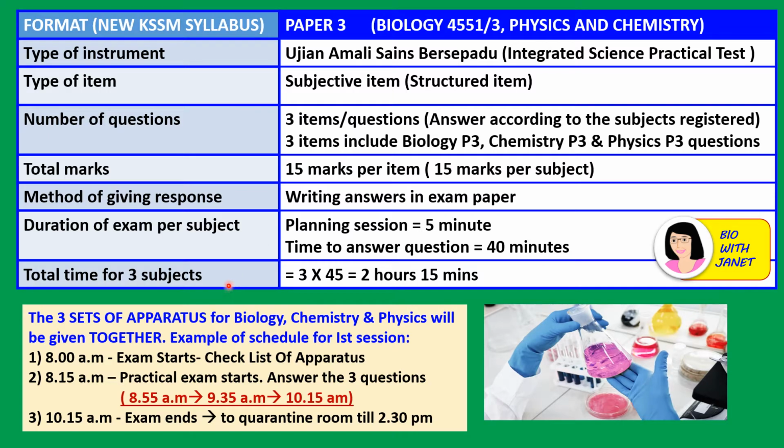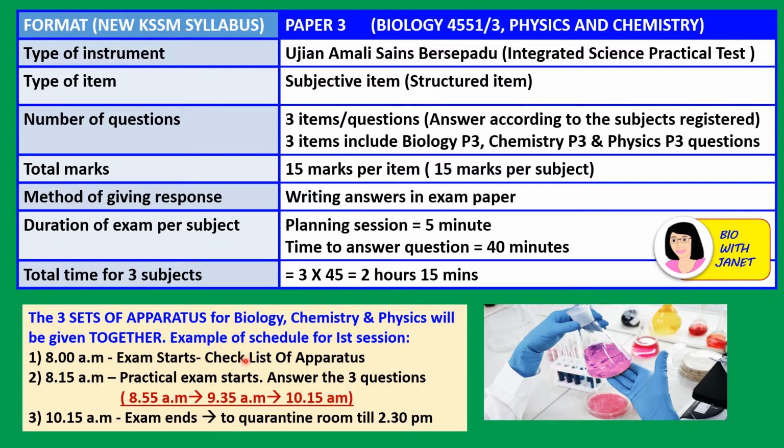So if you are taking 3 subjects, then your time will be 3 times 45, 2 hours 15 minutes. Okay? So when you go into the lab, you can just imagine or visualize how it's done. 3 sets of apparatus will be given to you in 3 different trays usually, and then you have to check it first. So let's look at a sample of the schedule for the first session. Okay, it depends on which session you're in, but let's just take the first session on that day of the exam. So at 8 o'clock, the exam starts.